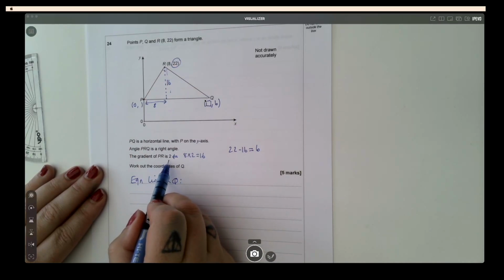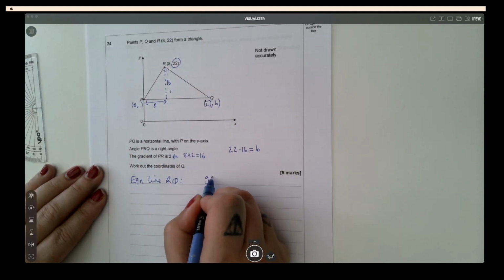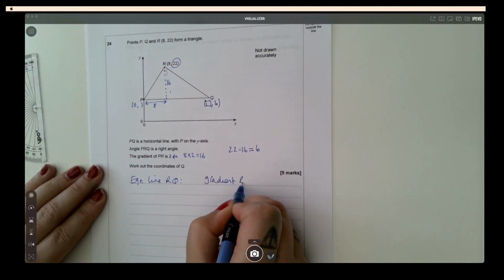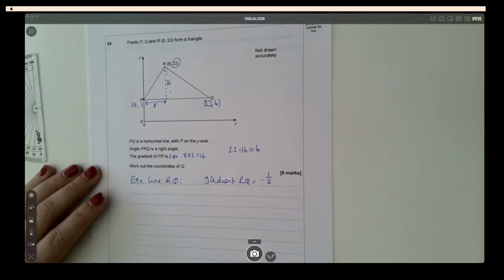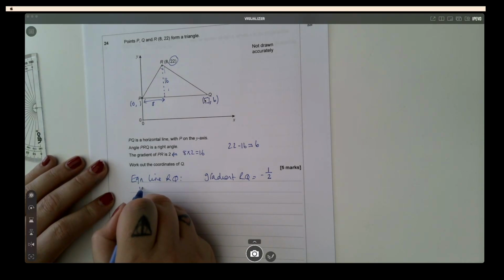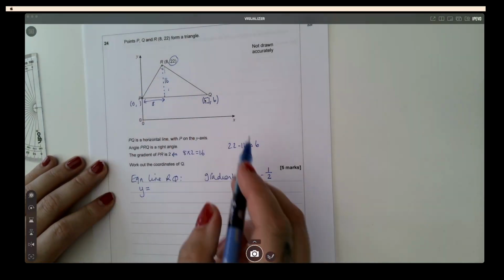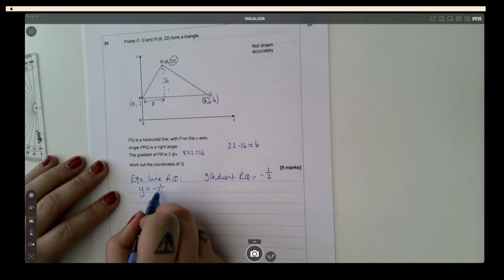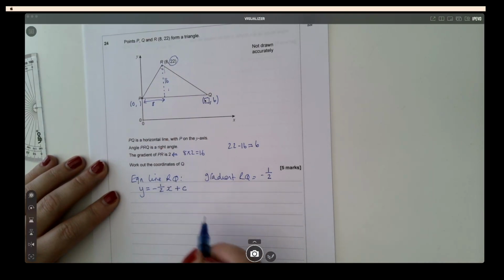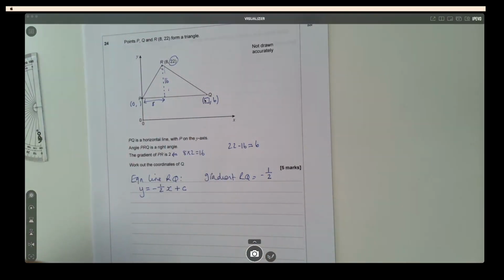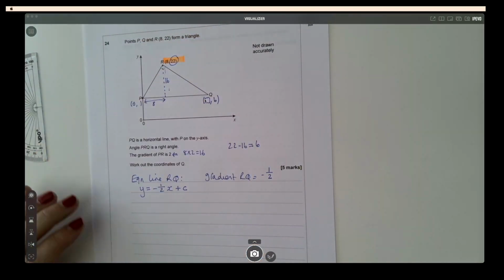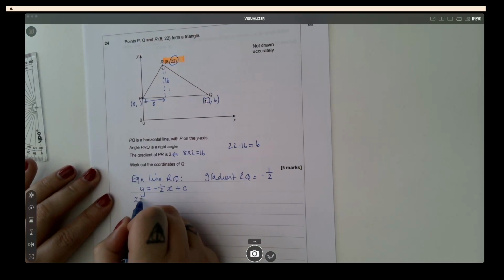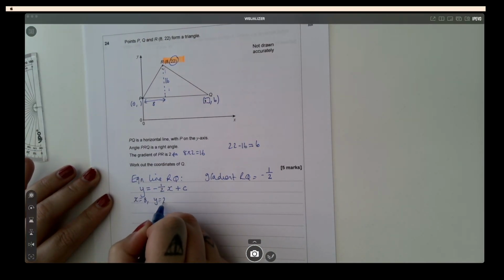So if PR's gradient is 2, then the gradient of RQ is negative a half. It's the negative reciprocal. So now we can form an equation for the straight line RQ. So y equals negative a half x add c. Now we know a set of coordinate points on this line RQ. They've given us R. So let's substitute those in. So x equals 8 and y equals 22.